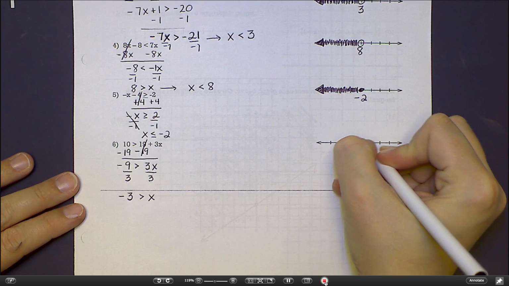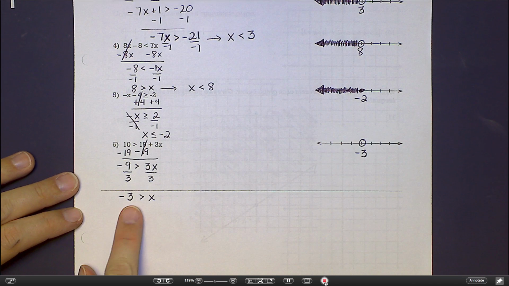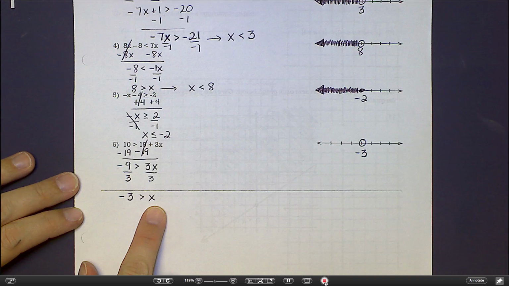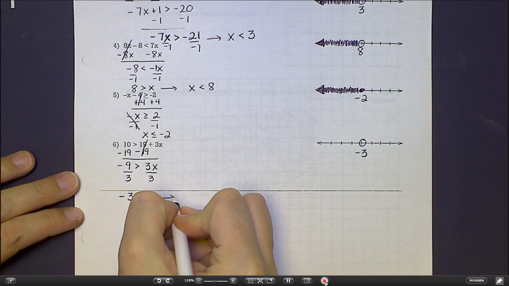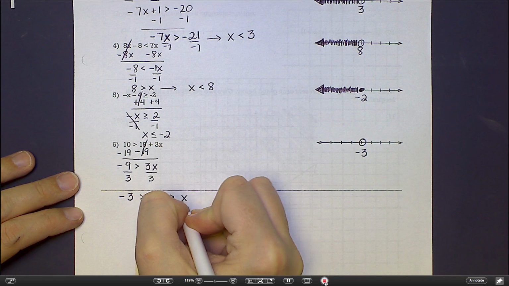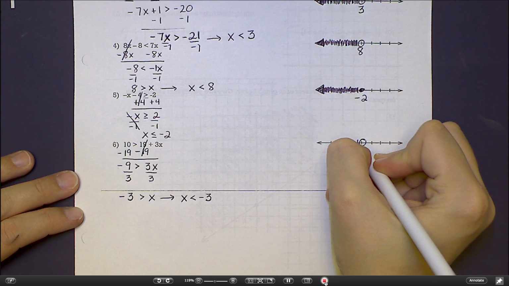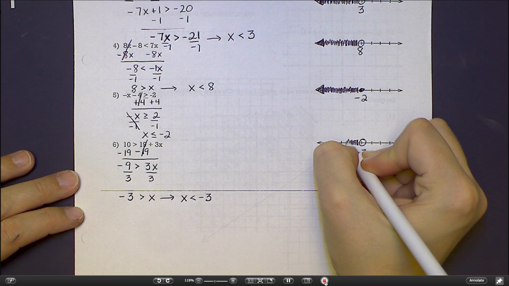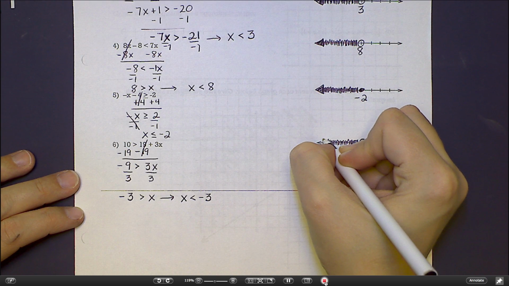So I would want an open circle on negative 3. But if negative 3 is bigger than x, that means x is smaller than negative 3. So I would want to at least think of this in my mind as x is less than negative 3. And I really did give you all less thans to shade. Kind of a fluke.